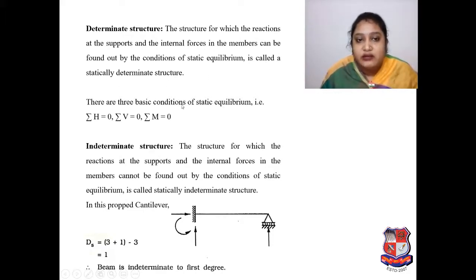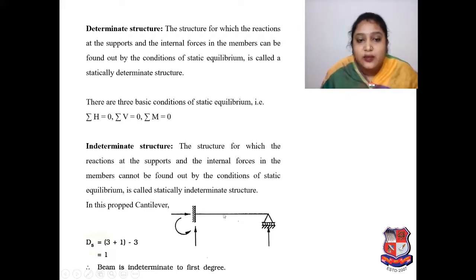There are 3 basic conditions of static equilibrium. Sigma H is equal to 0, sigma V is equal to 0, sigma M is equal to 0. What it means? Summation of all the horizontal forces is equal to 0, summation of all the vertical forces is equal to 0, and summation of all the moments is equal to 0. Now what is indeterminate structure? The structure for which the reactions at the supports and the internal forces in the members cannot be found out by the conditions of static equilibrium is called statically indeterminate structure.